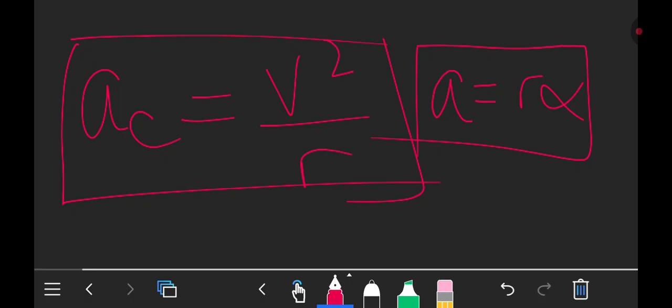So this is basically what you need to understand about circular motion, also known as angular motion. In the next part, part 2 of this video, we shall concentrate on questions and see how we can apply these concepts in solving exam questions. See you in part 2.